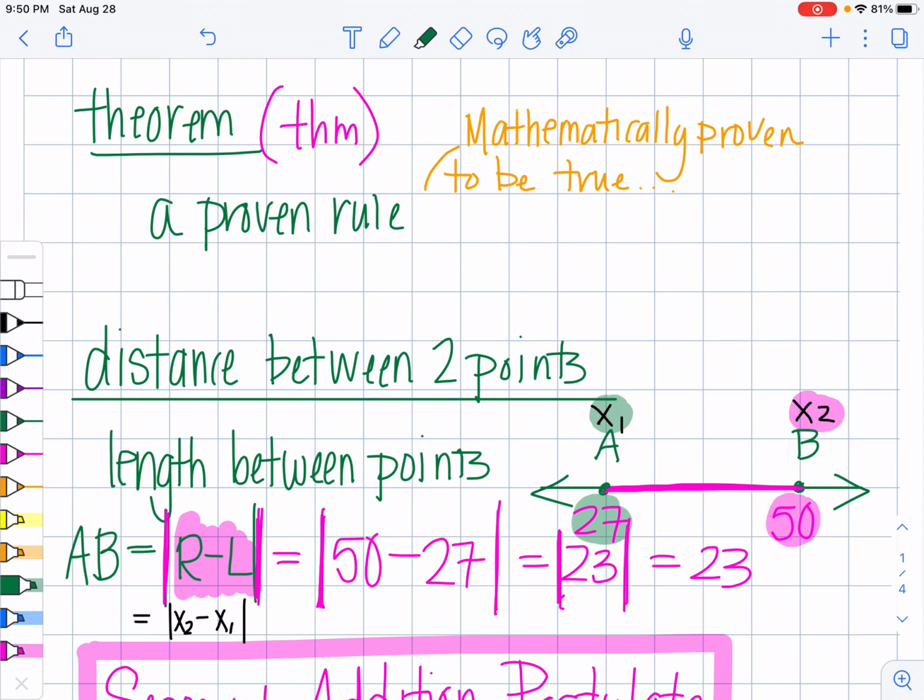The other thing that you need to know is that you'll notice here, I wrote the length between my points, AB. I just named AB. I didn't write it AB with a line segment over it or AB with a line. When I have nothing over the top, that represents the length. Okay, next.